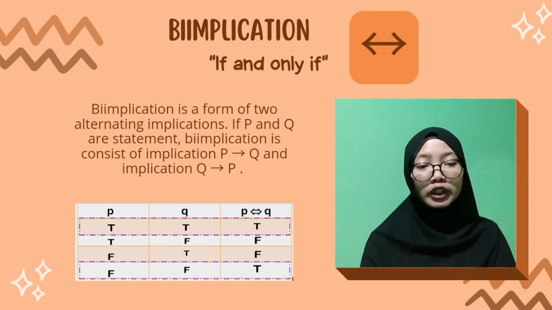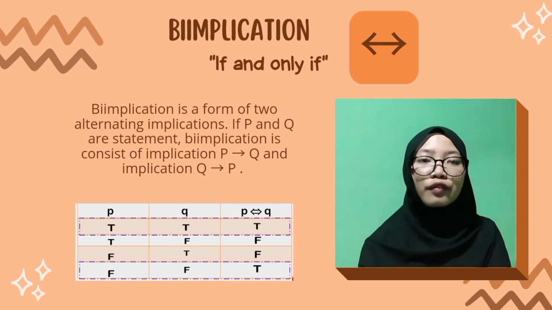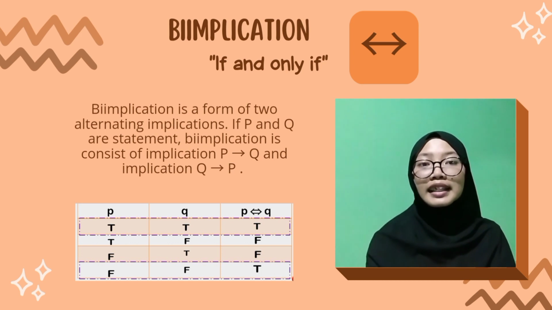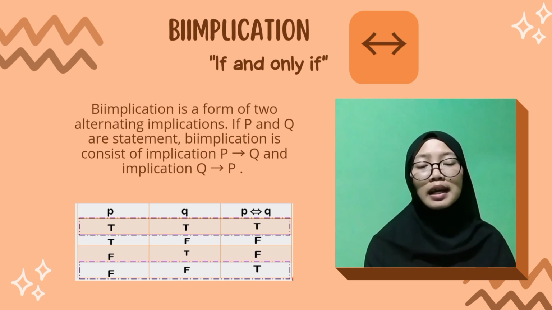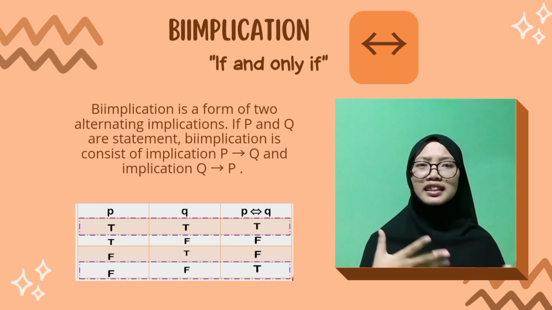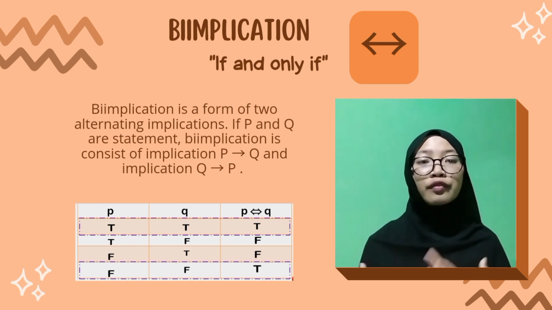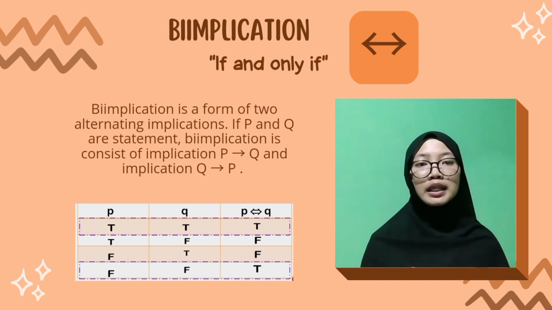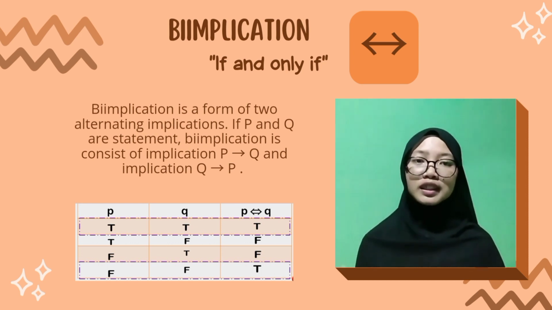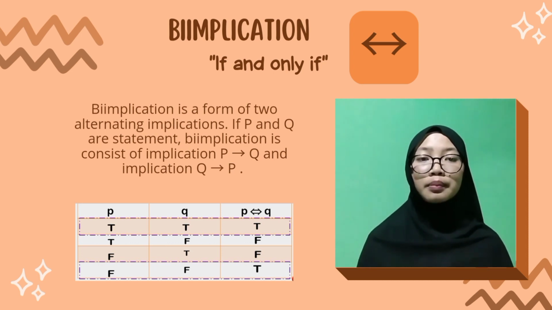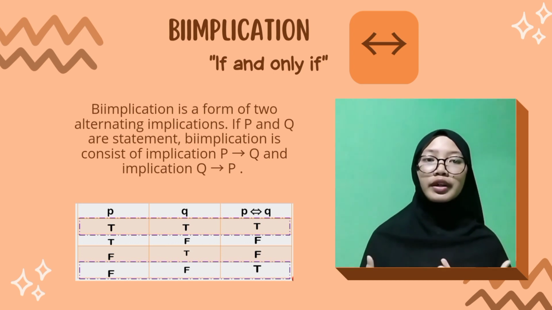Next, the valuation or truth value of biimplication. It can be seen on the following truth table. The biimplication is true if P and Q, the two statements, have the same valuation or truth value. It can be true or false. But the biimplication is false if P and Q have different truth values.